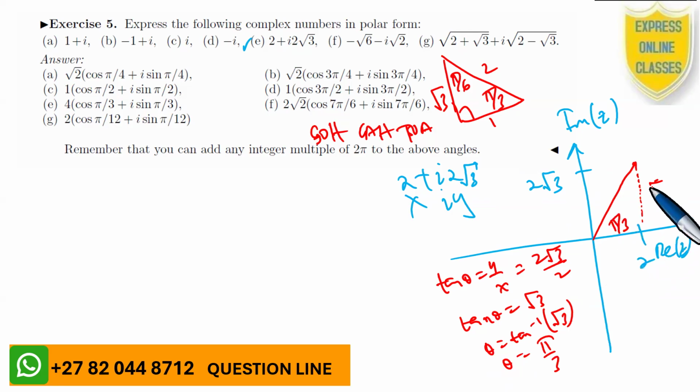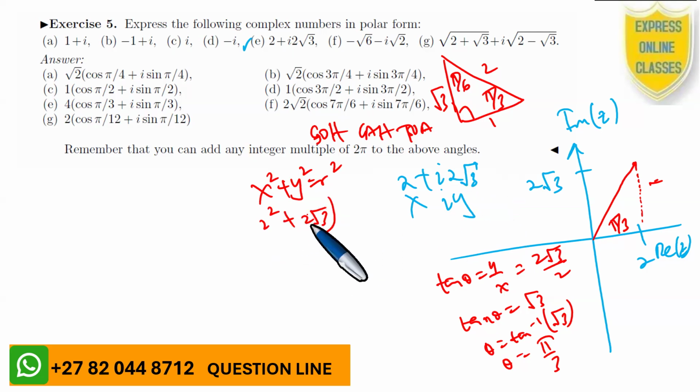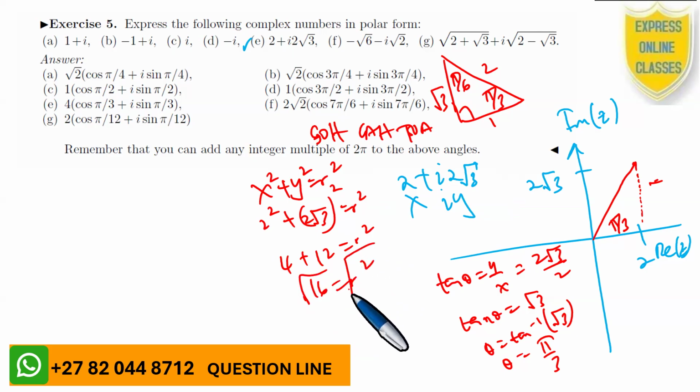Right. And so now you need to use Pythagoras. x squared plus y squared is r squared. x is 2, 2 squared. The y is 2 times the square root of 3. Is r squared, which is 4 plus 4 times 3, 12. 16. Square root, which means 4 is r.